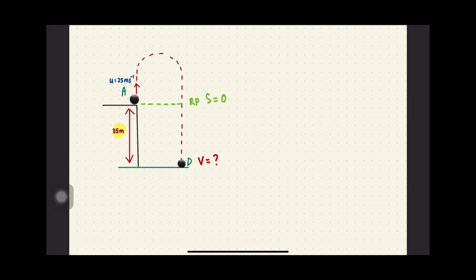So this is what we call displacement. You can mark this displacement as SY negative 35 meters. I labeled it SY because it is the Y component, but if you don't want to label it, that's fine, as long as you know what it is. Okay, I will write S again so you don't get confused. S for the free fall case. So what do we have here? We have U, S, V, and then G. So we can use the formula V squared equals U squared minus 2GS.